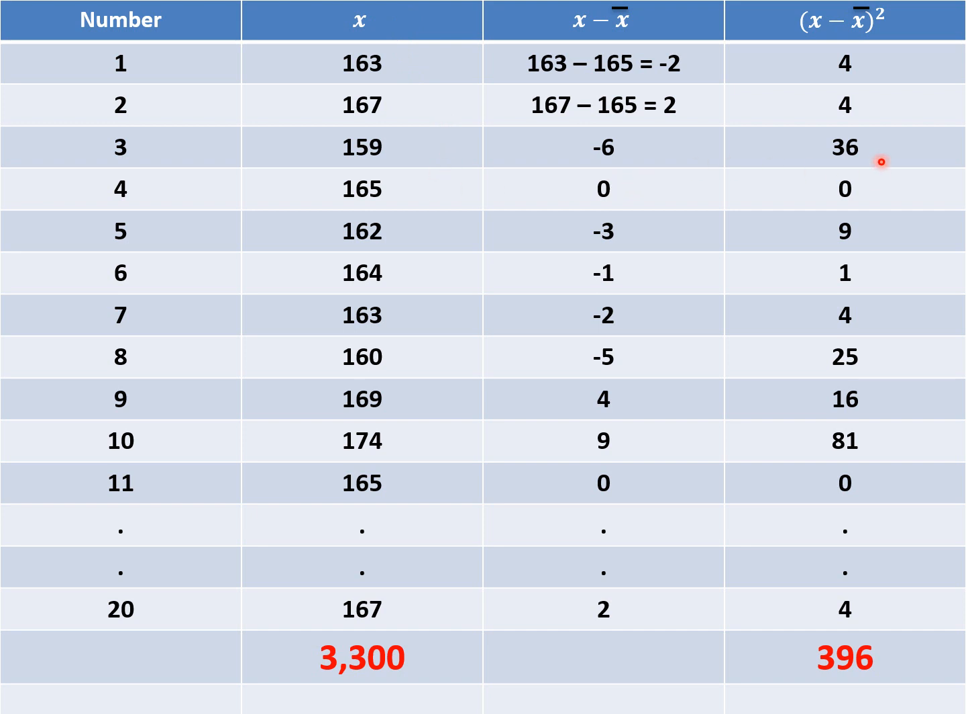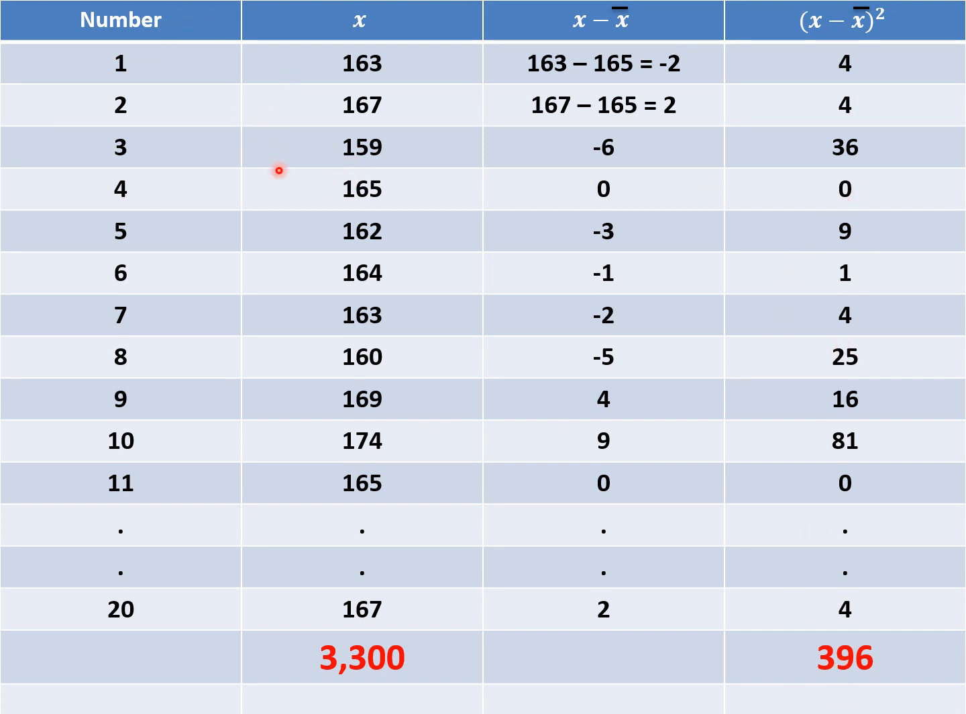With our given, of course, we're going to construct a table. So, shortcut ko na siya dito. Hindi ko na nilagay lahat. So, it's up to you to complete it for you to know na 3,300 yung makukuha nating total dito sa ating x values and 396 naman sa last column.